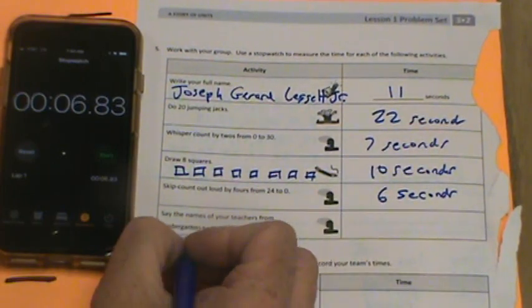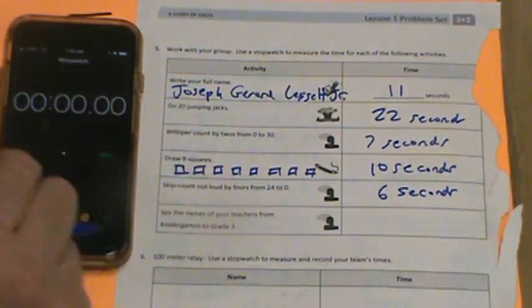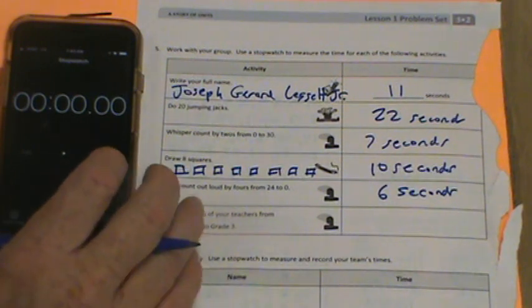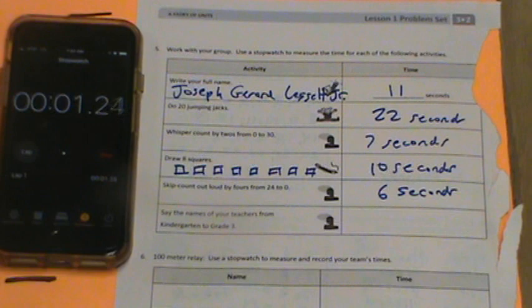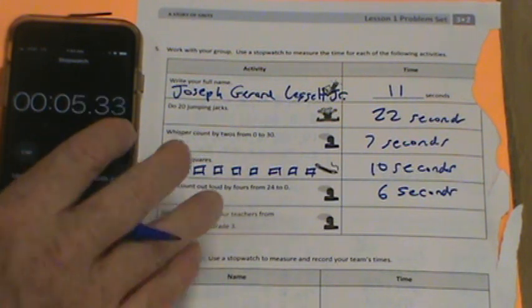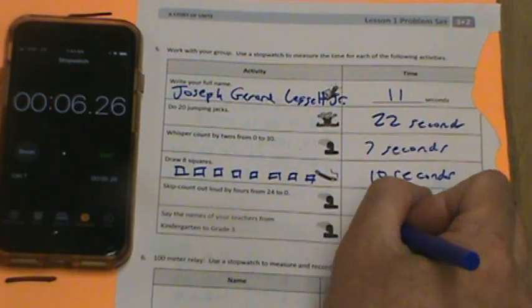Say the name of your teachers from kindergarten to grade 3. I'm going to have to think about this. I can't remember my kindergarten teacher's name. I think it was Miss Williams. So here I go. Mrs. Williams, Mrs. Rosenberg, Mrs. Koufax, Mrs. Abbey. 6 seconds.